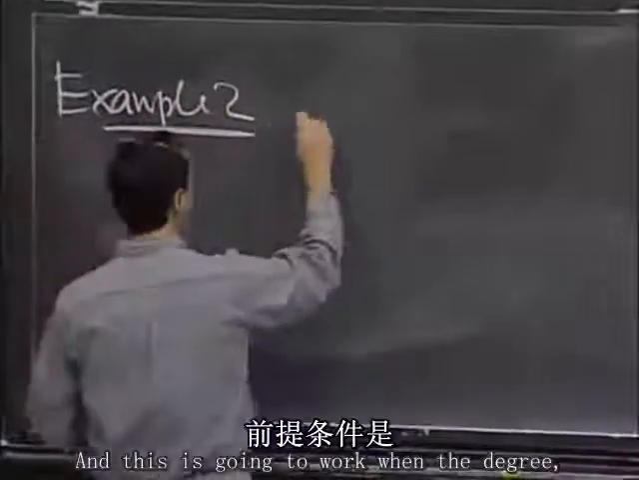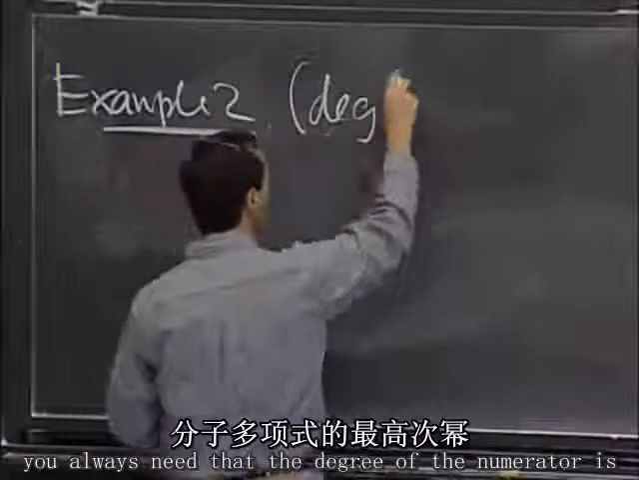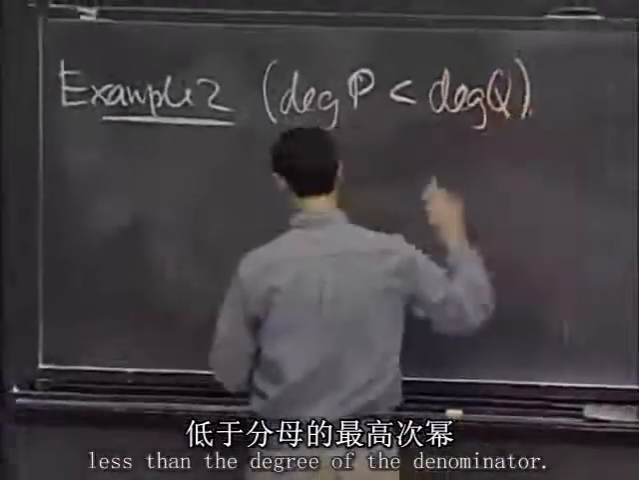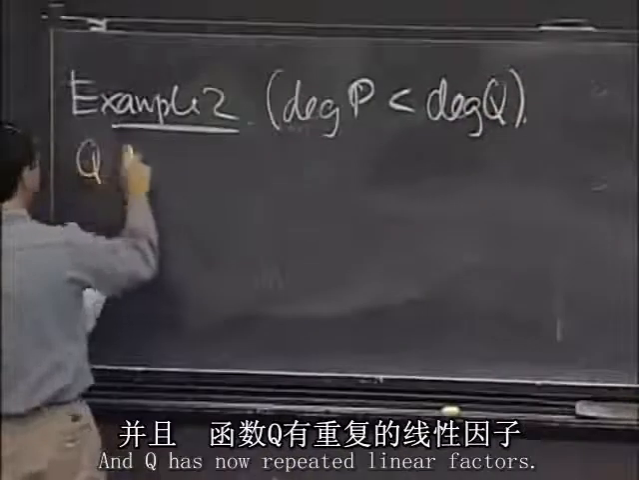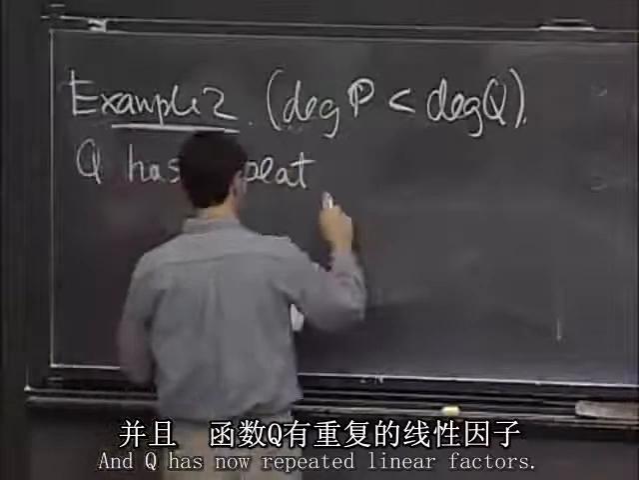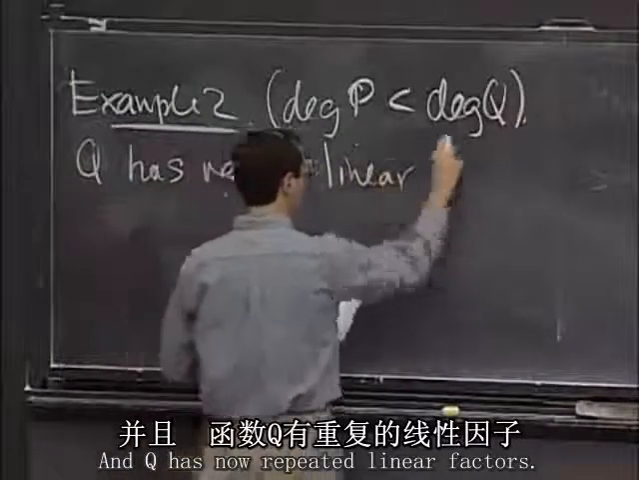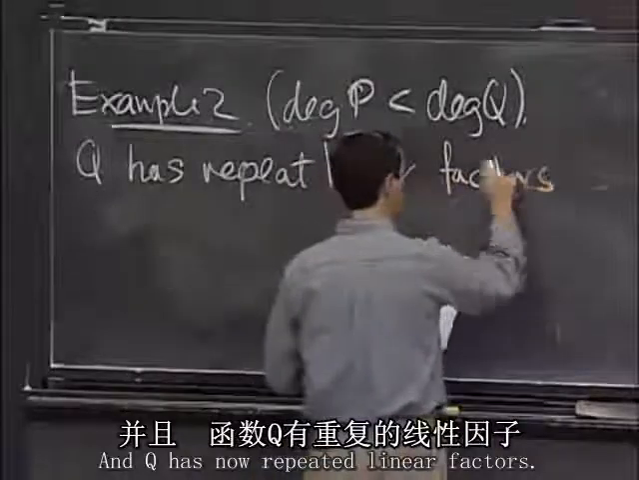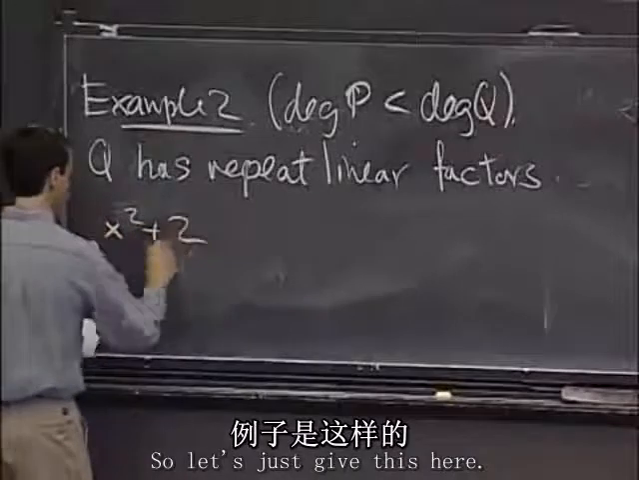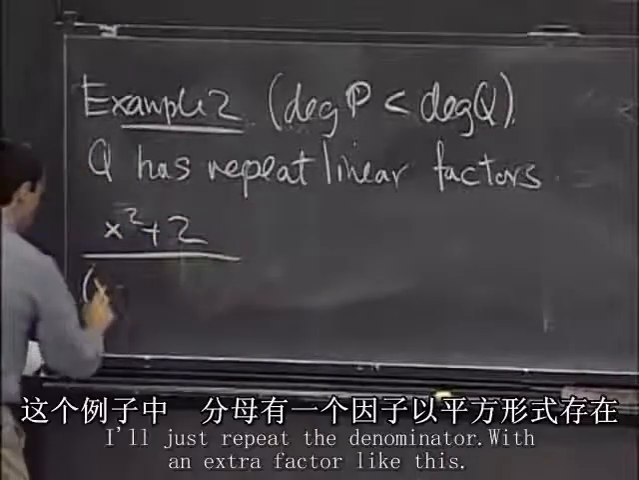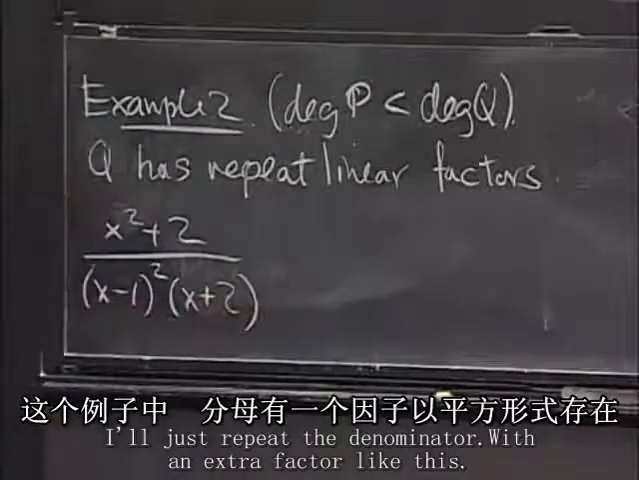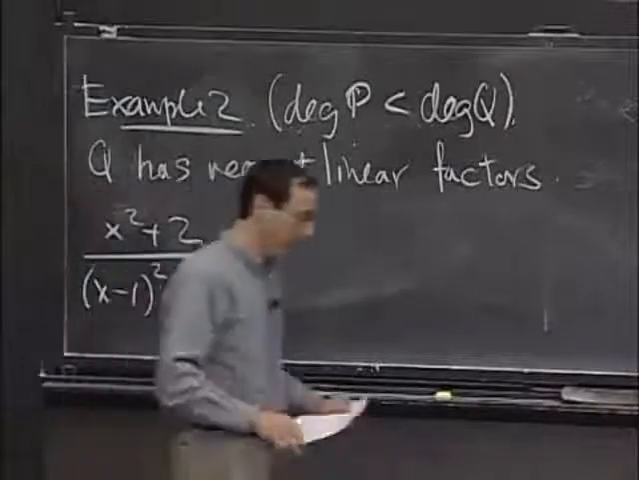This is going to work when, you'll always need that, the degree of the numerator is less than the degree of the denominator. And q has now repeated linear factors. So let's see which example I wanted to show you. I'll just repeat the denominator with an extra factor like this.